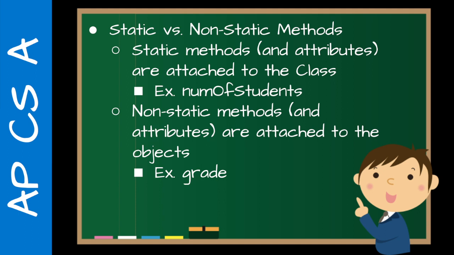Non-static methods and attributes are attached to the objects. So for example, if you have five students, those five students could be in five different grade levels. They could be in the same grade level, but not necessarily. The grade level of a student is a quality of that student, not all of the students collectively. That's kind of how I try to explain it.